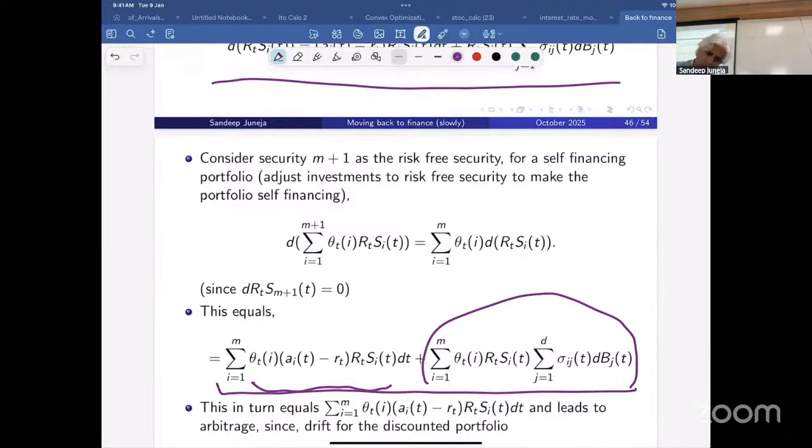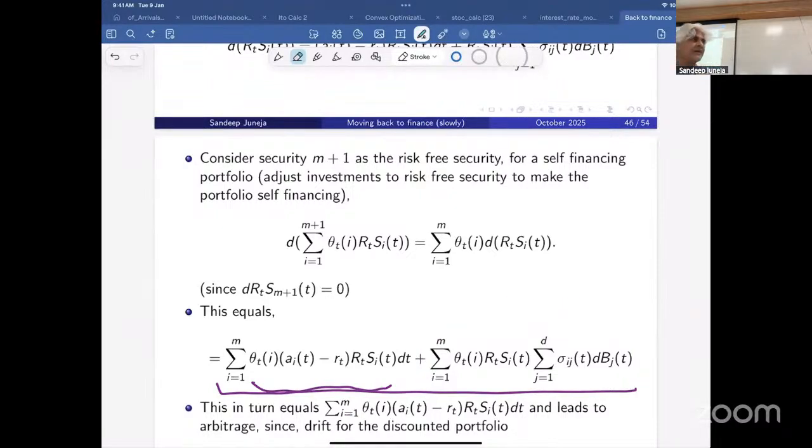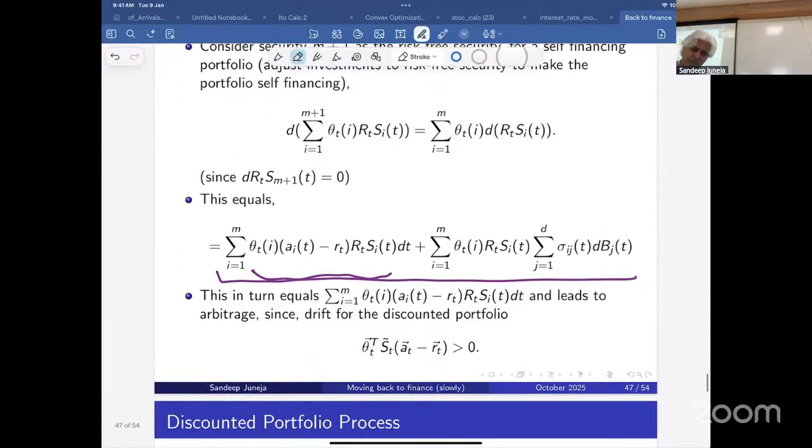We're getting this arbitrage because of the choice of theta. And theta t I got from the linear algebra thing because I could not invert the matrix. The market was not showing that sigma was invertible. So the market was suggesting that there's an arbitrage, and then I could find it in this manner.